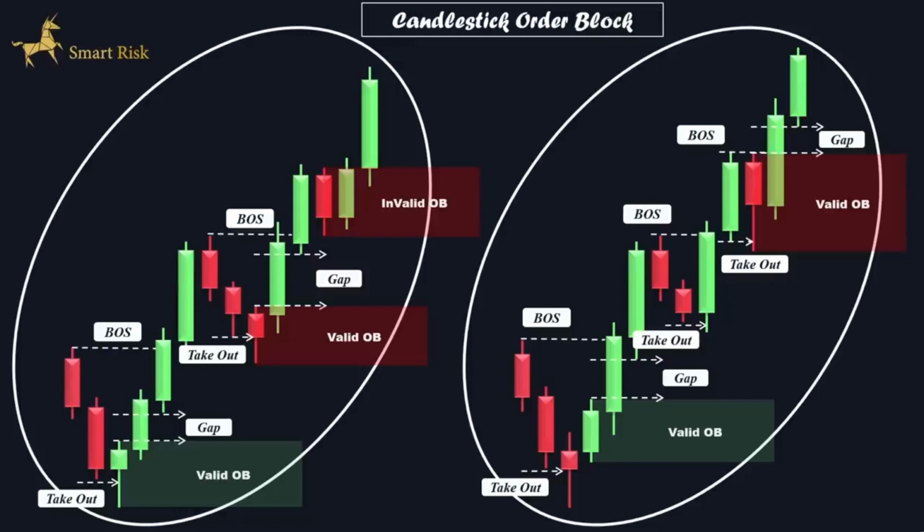These concepts are applicable to bearish markets as well. It's important to note that these principles can be applied across various time frames and any price action-based chart. Now let's proceed to the real chart and integrate all the concepts we've explored in this video. We'll examine how to effectively identify valid order blocks in the market.